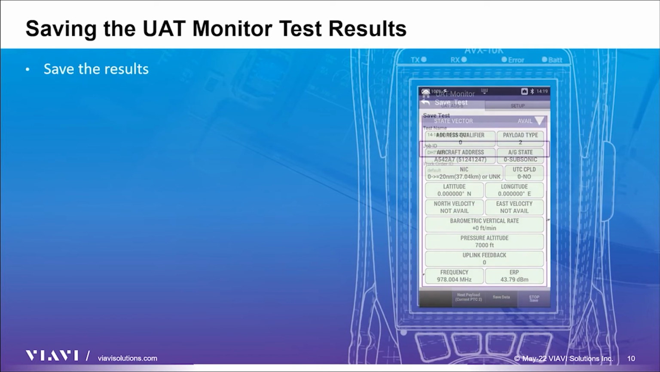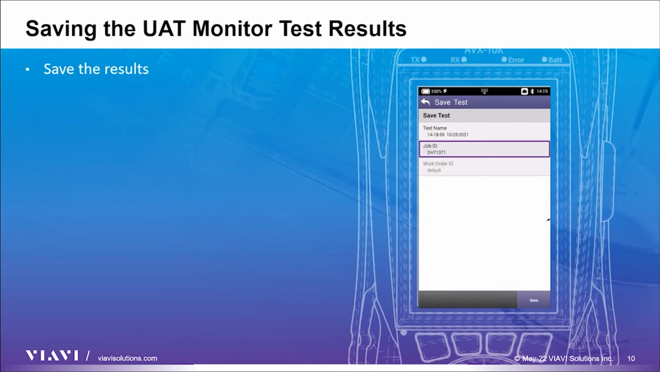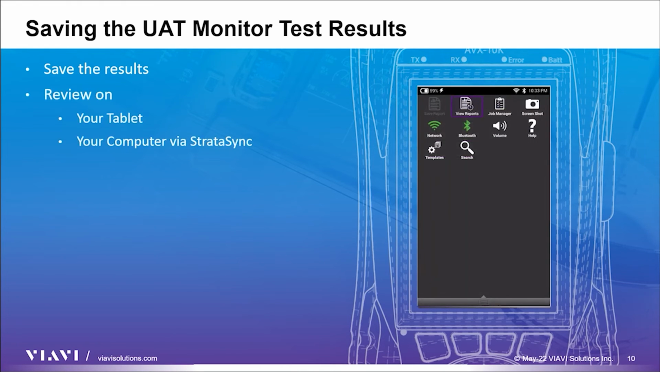Once all of the data has been received, press the Save Data button to store all of the collected data into a test report file. The AVX-10K will automatically name the test report using a date and timestamp. The operator can also enter a unique name of their choosing. Job ID is also a user field to enter data of your choosing and will also show up on the report. Users can view the test report locally by pulling down the system tray and clicking on View Reports. Test reports can also be saved or transferred to a USB drive or transferred to Strata Sync. See our video on using Strata Sync with your AVX-10K for more information.